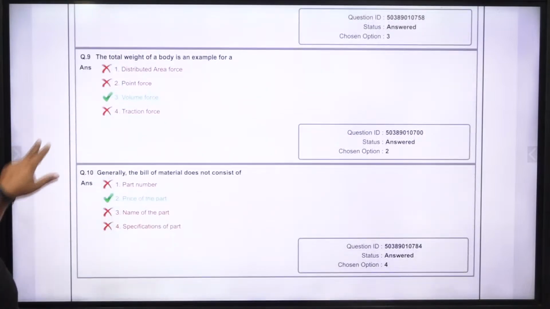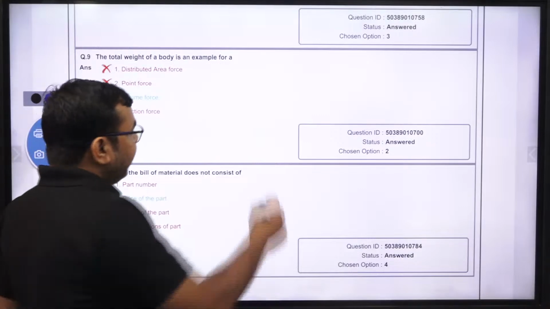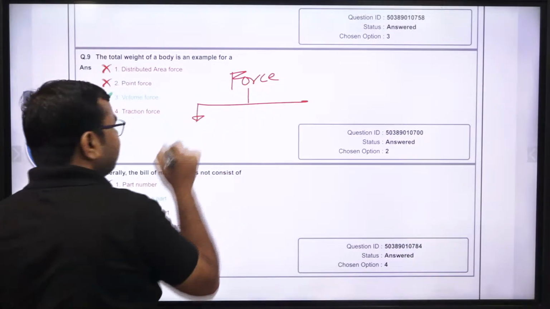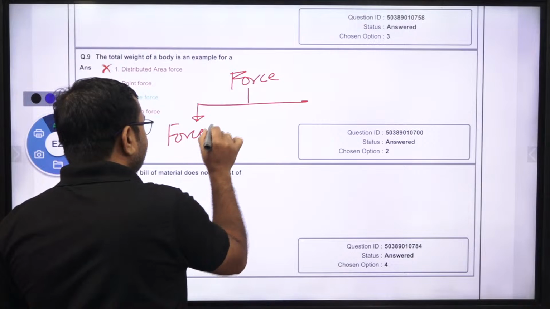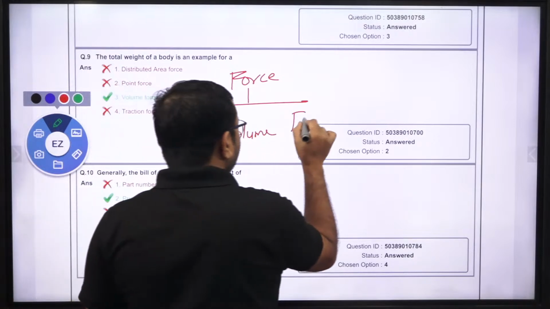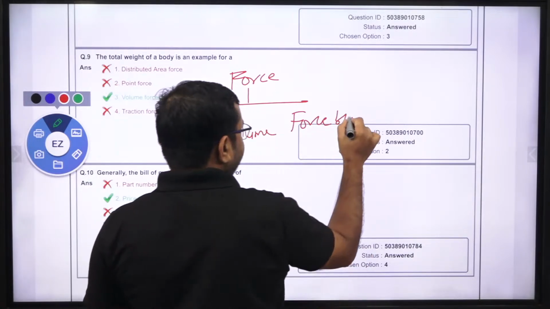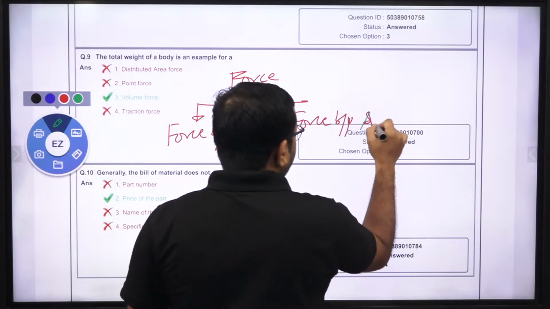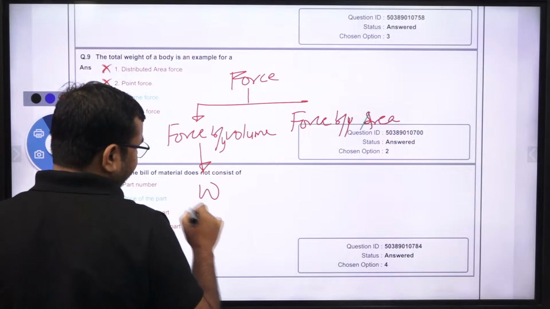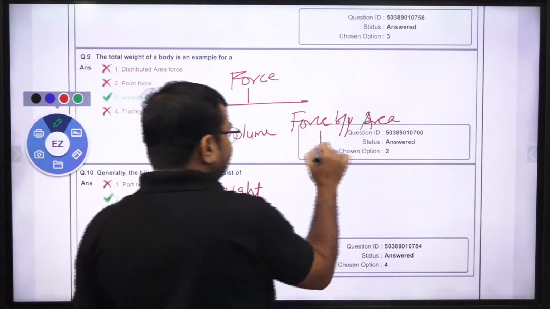Okay, what about this? The total weight of a body is an example of? As you know, if I talk about force, we have two types of forces. The first one is force by volume, and another one is force by surface area. Is it clear? Force by volume is called self weight, and this is called surface forces.